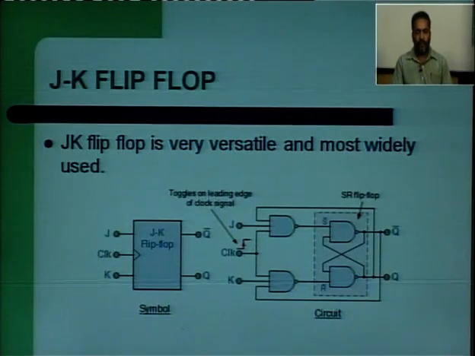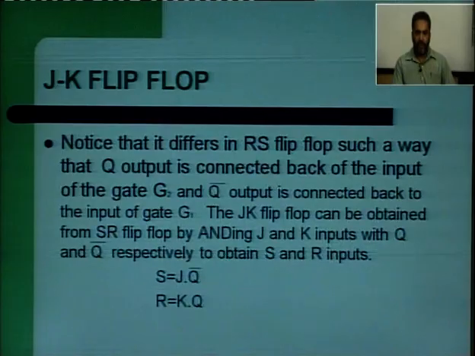Of S and R, clock is applied, and the arrow shows that this is an edge triggered JK flip flop. Outputs are the standard Q and QR. In the circuit diagram, with the SR flip flop, NAND gates are used, and the clock is also applied through these gates. The outputs Q and QR are connected back to the inputs through these AND gates. Q is connected with K and QR is connected with J. So, this equation shows S becomes J into QR and R becomes K into Q.